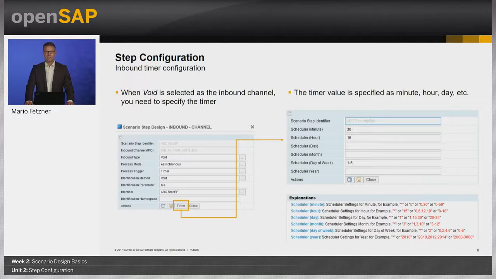A channel consists of a sender system type, the process mode, the trigger and the identification method. A channel comprises all relevant combinations of these aspects. For this scenario, the inbound type is void and the trigger is a timer that runs on a regular basis. The timer value is specified as minute, hour, day, month and so on. In our example, the timer will trigger from Monday to Friday at 10 p.m. Let us now switch to the live system.